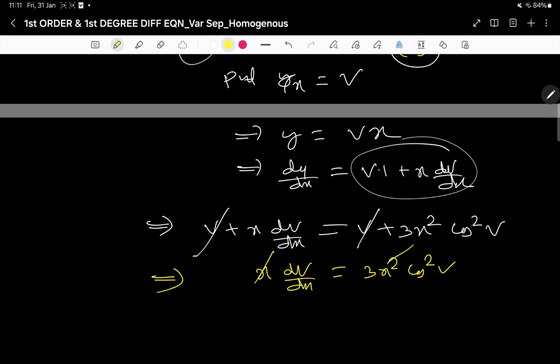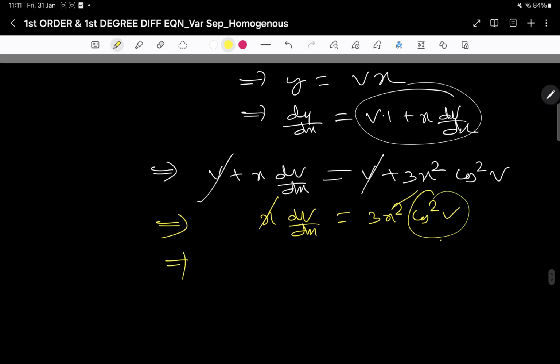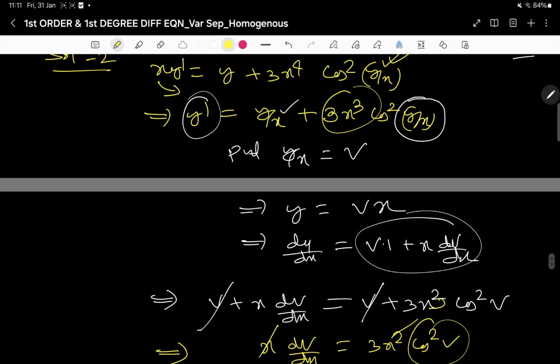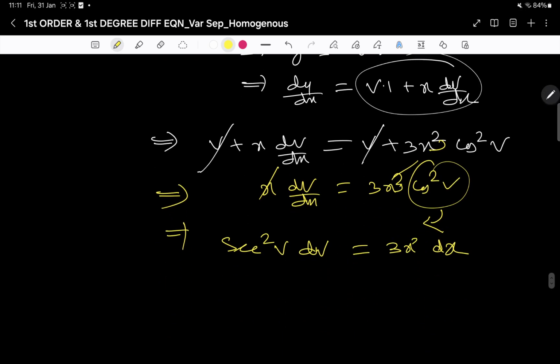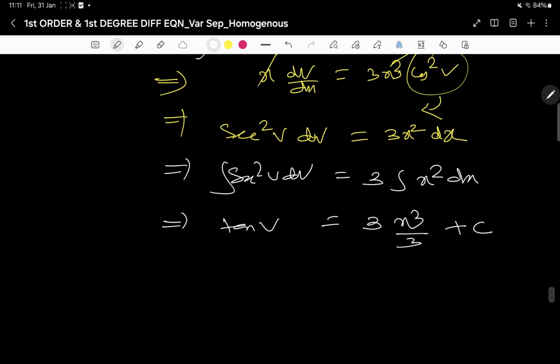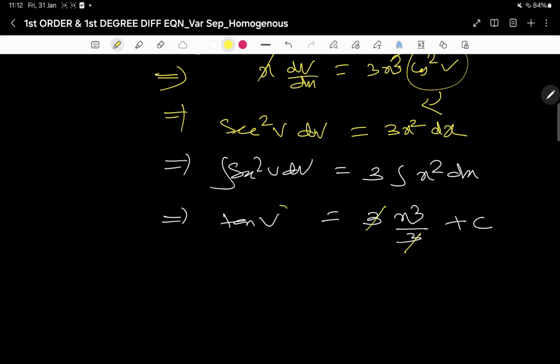Now this x and x square cancel here. Bringing cos square to this side, it is sec square v dv. On the right hand side it is 3x dx. Actually it is x cube here, so it becomes x square. Now you integrate both sides. Sec square v dv integrated is 3 integral x square dx. So after integration, tan v is equal to 3 into x cube by 3 plus c. Now this 3 and 3 cancel. Now you substitute the value of v. So v is y by x.